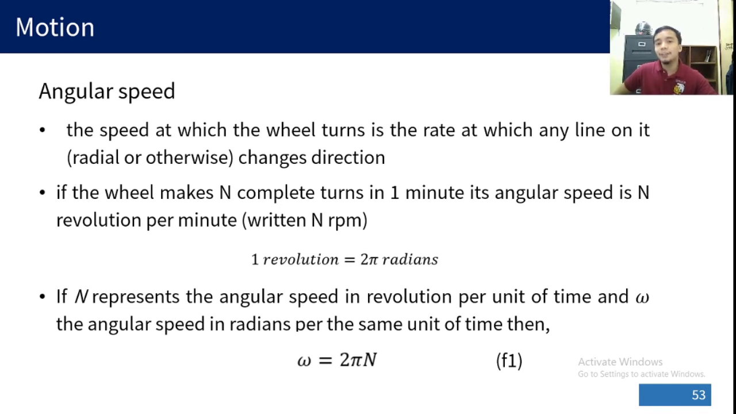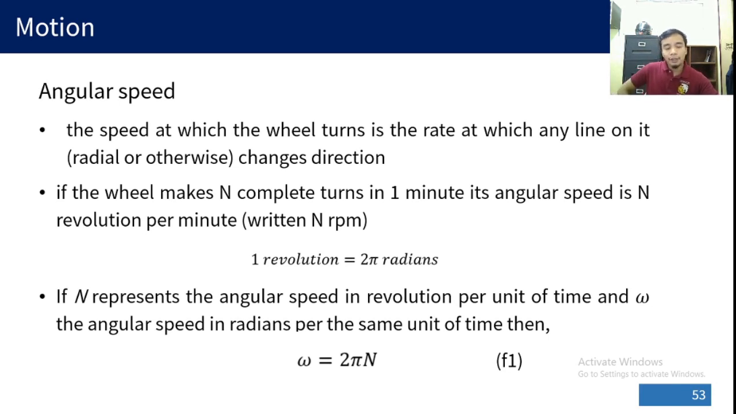For example, a gear on a shaft, if you time it, it completes 100 turns in one minute. So it has an angular speed of 100 revolutions per minute. Okay. So the conversion is that one complete revolution is equivalent to 2 pi radians. So 2 pi radians is an angular unit.